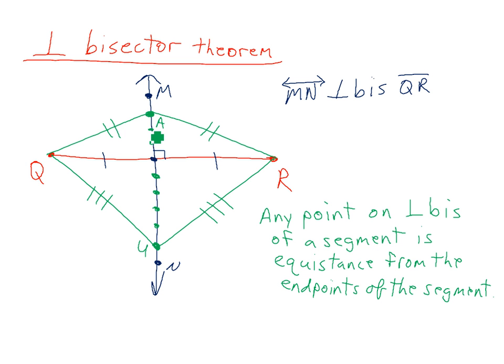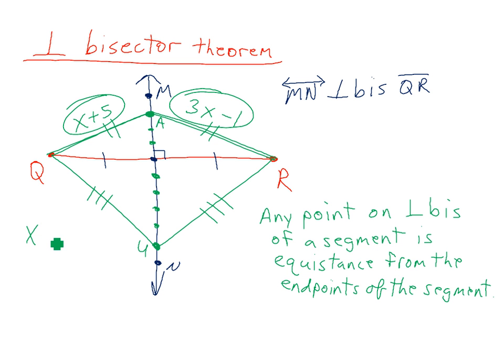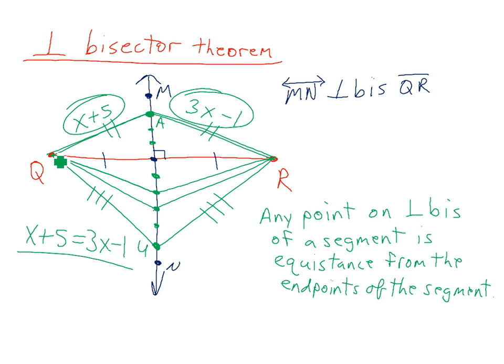So if I told you something like the distance from A to Q was x plus 5, and the distance from A to R was 3x minus 1, then you know that those two have to be equal to each other. So x plus 5 would have to equal 3x minus 1. So if a point falls on the perpendicular bisector of a segment, then it's equidistant from the endpoints of the segment. Any distance from here to there, here to there, is always going to be exactly the same.